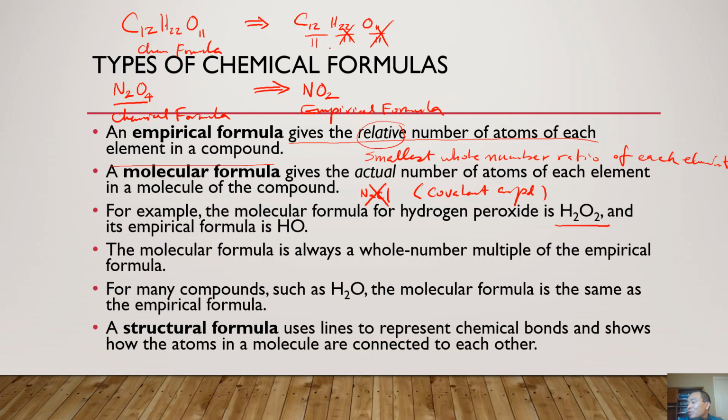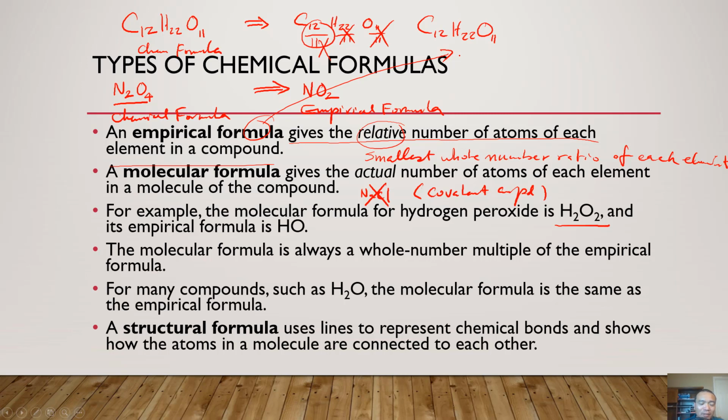However, when you divide 12 by 11, this does not give you a whole number. So this just tells you C12H22O11 is already the most simple ratio. Or in other words, the chemical formula in this case is exactly the same as the empirical formula. So the empirical formula for this table sugar is the same as the chemical formula.